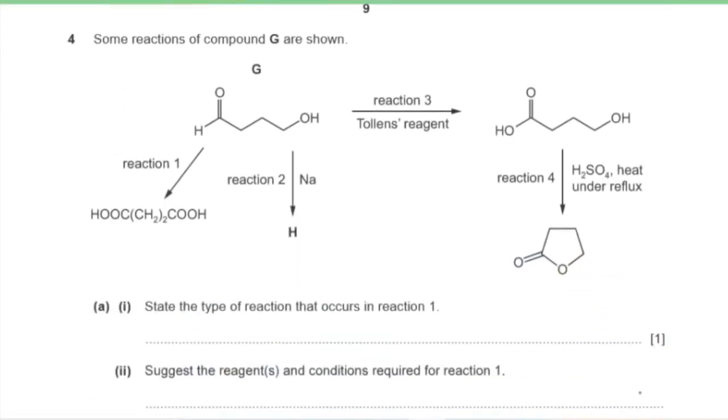Question 4, some reactions of compound G are shown. Part 1, state the type of reaction that occurs in reaction 1. So reaction 1 is turning the aldehyde group and primary alcohol group to acid groups. So this is an oxidation reaction.